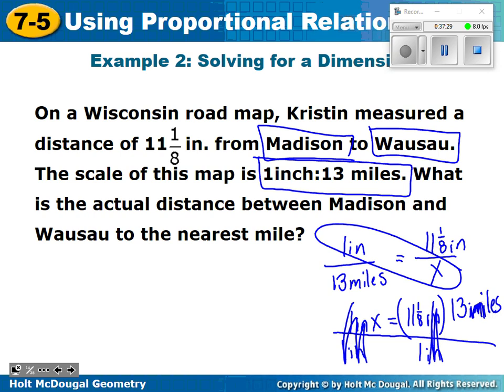Yes, I'm just trying to make sure we understand why the units are canceling. And yes, you could have because of the 1, but this might be 5 1/3 inches in 13 miles. And so then you would have to write a proportion and cross multiply.